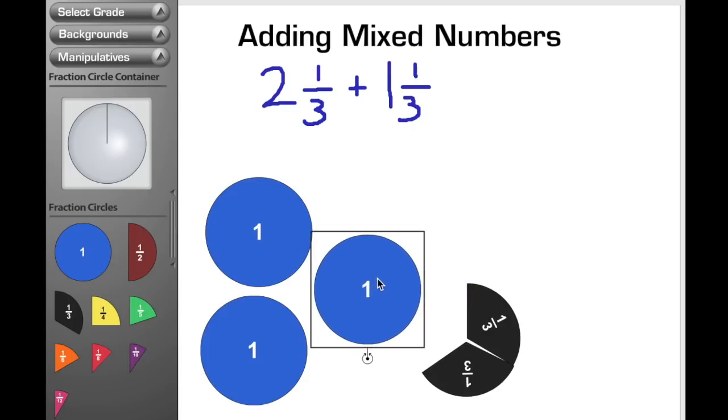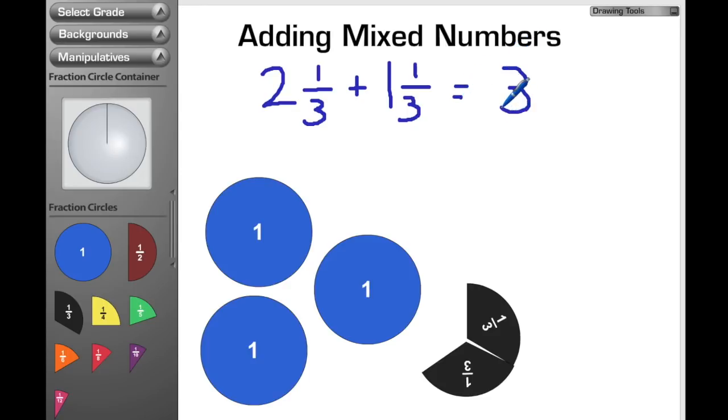You can see how this was an easier problem. Altogether, I have 3 whole circles and 2 1/3 circles. I would write my answer like this: equals 3 whole circles and 2 thirds. 2/3 cannot be simplified anymore, so this is our final answer, 3 2/3.